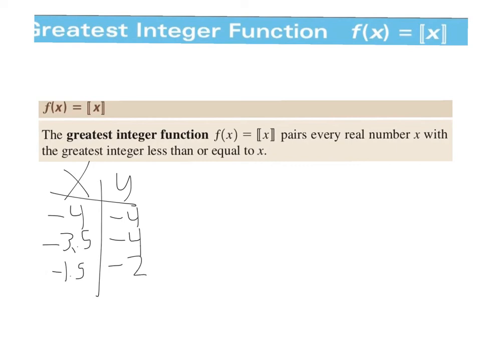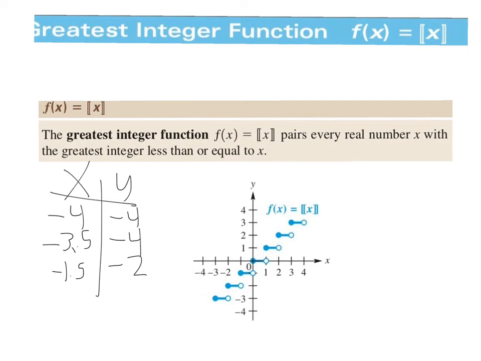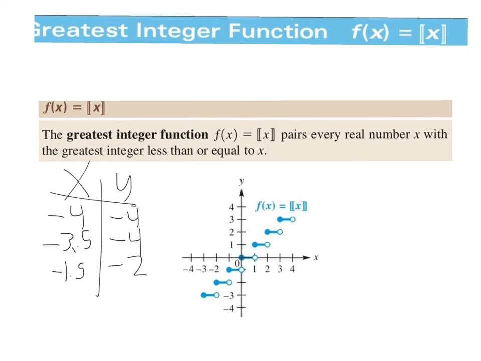And here's what it would look like on a graph. If you notice, it's just a step function. For any decimal fraction, it's always equal to the greatest integer that is less than that number. So for instance, the greatest integer of 3.7 would just be 3, because 3.7 falls in this interval from 3 to 4. So the answer would be 3.